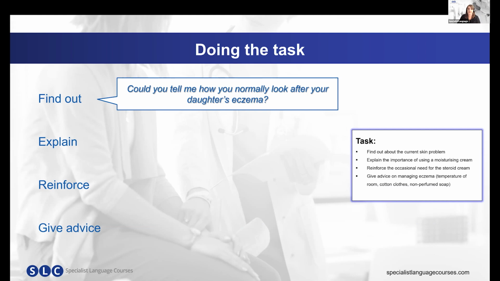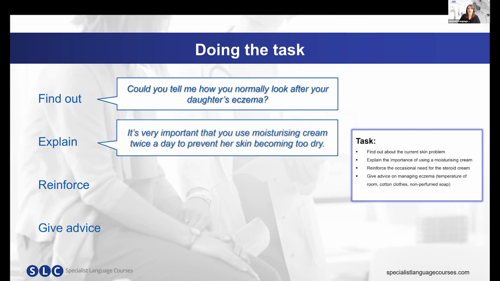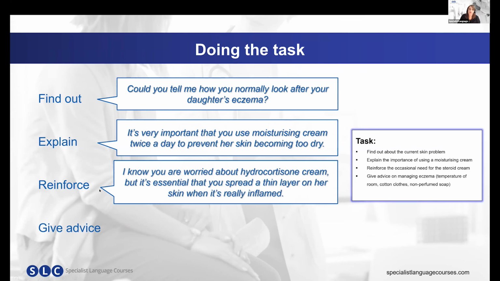If we're explaining the importance, we might need to say, it's very important, or it's important that you use moisturizing cream twice a day to prevent her skin becoming too dry. So we're giving a reason as well. We're explaining that it's important and why. Reinforce. Now, remember I mentioned that perhaps the patient or the carer is reluctant or resistant.